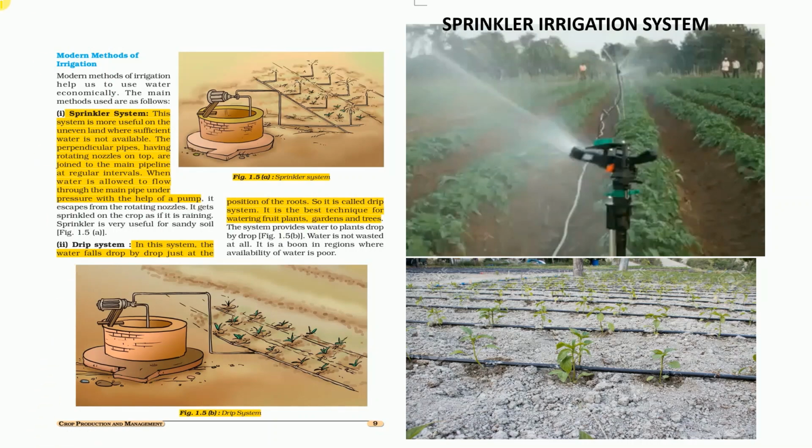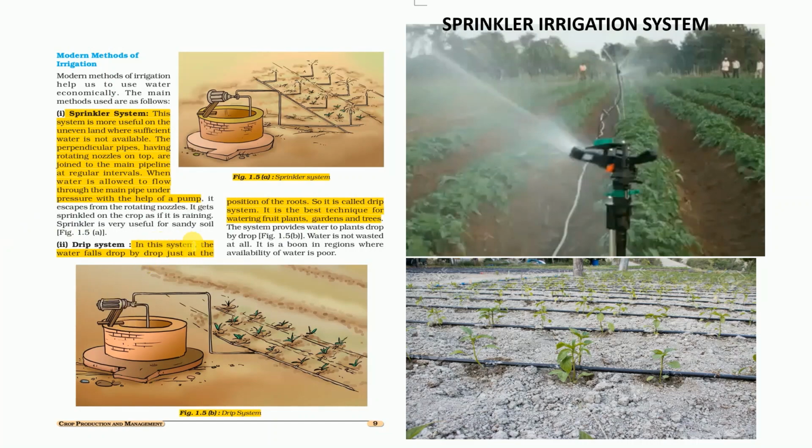So now coming towards the modern methods which farmers are using now, which have also reduced the water waste. These are the sprinkler system and the drip irrigation system. First of all, we will cover the drip irrigation system.